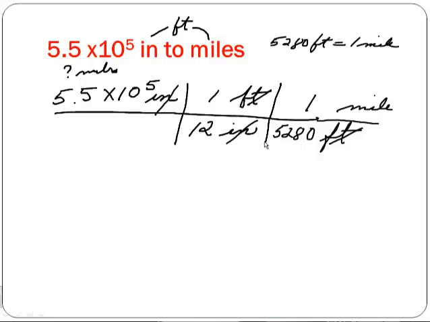All right, so 5.5 EE to the fifth divided by 12 divided by 5280, and my answer is 8.6 times 10 to the 0. And since there are two significant figures in my initial number, I'm going to end up with 8.6, and my units are miles.